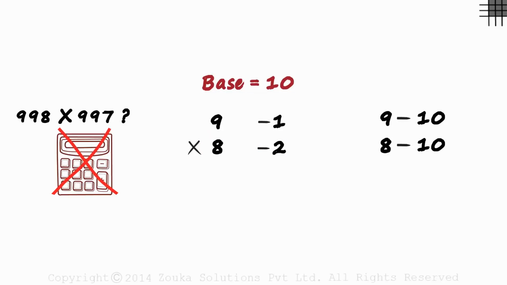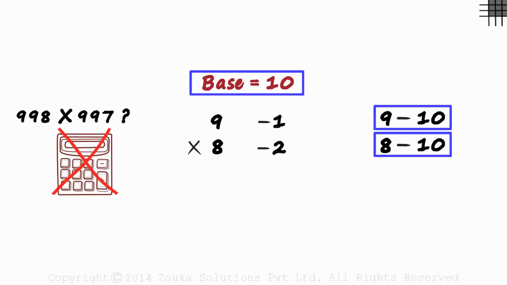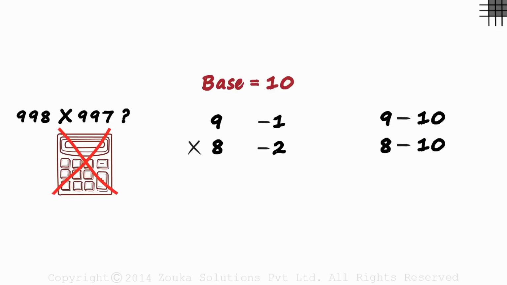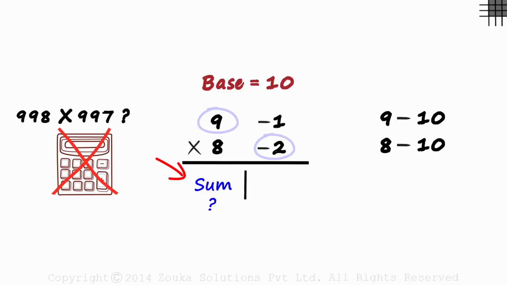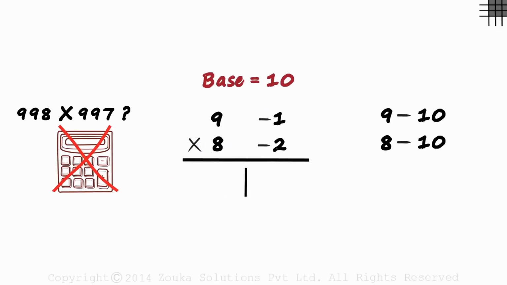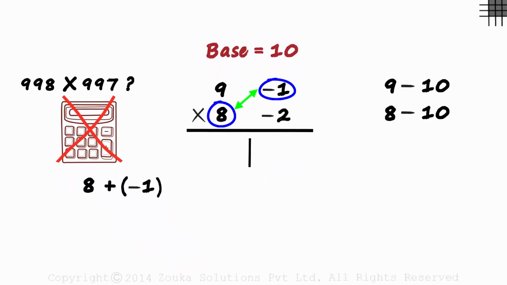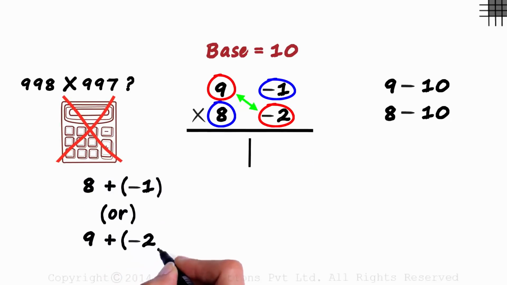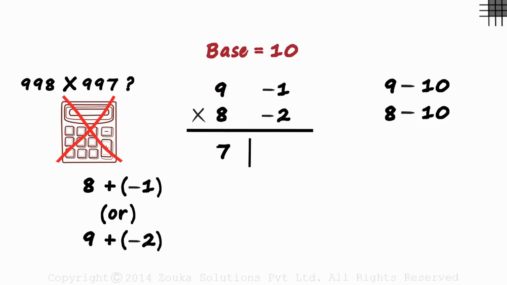So the initial two steps: choose the base and subtract it from the numbers. Once this is done, just make a partition like this. On the left, we write the sum. What sum? The sum of these two numbers or these two numbers. Both will result in the same answer. Either 8 plus minus 1 or 9 plus minus 2. Both equal 7. So we write a 7 on the left.